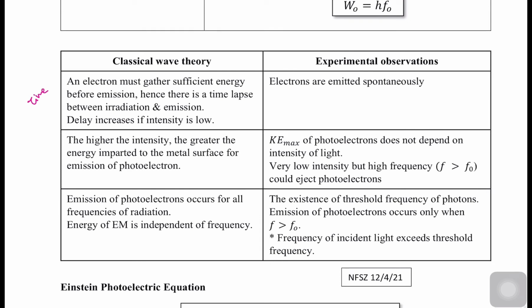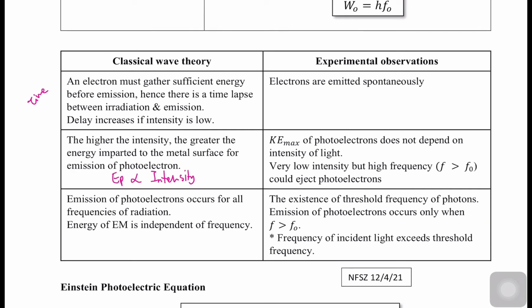Okay, second one, the higher the intensity, the greater the energy imparted to the metal surface for emissions of photoelectron. So kalau kat sini nak kata the energy of the photon is directly proportional with the intensity. Okay, so kalau kita guna lampu yang cerah, which is such a spotlight, cahaya yang cerah, intensity tertinggi, so means the energy of the photon will be greater lah. So maksud yang dia kata kat sini.